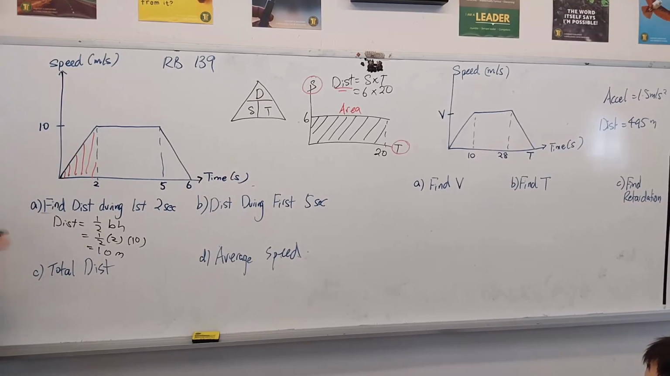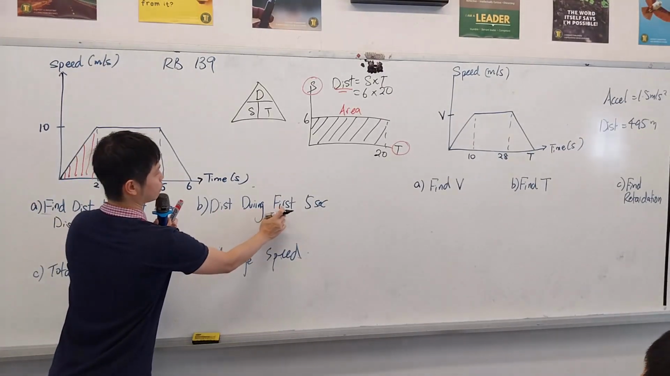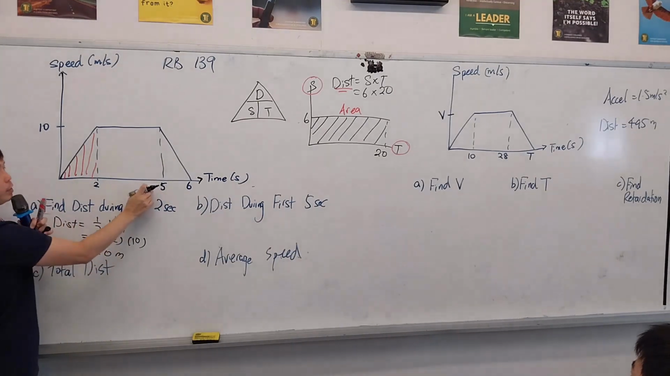So now you need to use the formula for the area for the respective shapes. You cannot just use breadth times height, because sometimes the shape is not a rectangle. Now let's find the distance during the first 5 seconds. So it's down here now.